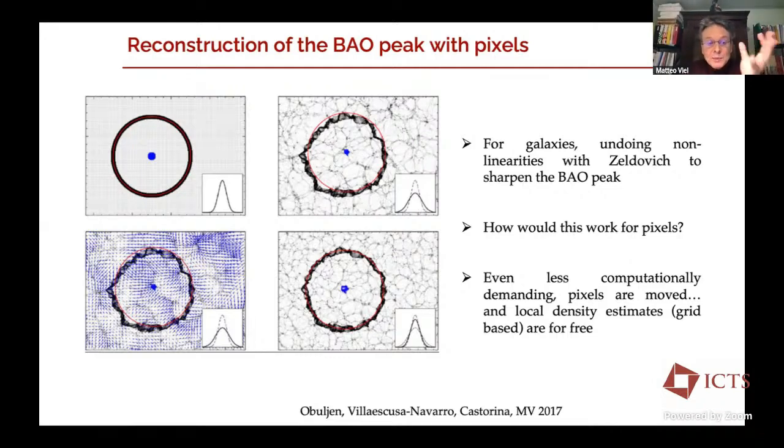And the funny thing is that with pixels, it works even better because it's simpler, because all these techniques to undo nonlinearities are based on the Zeldovich approximation, and they are required to estimate the density on a grid. And here with 21 centimeter intensity mapping, the grids come for free to some extent because it's the pixels. So the algorithm of reconstruction is even faster.